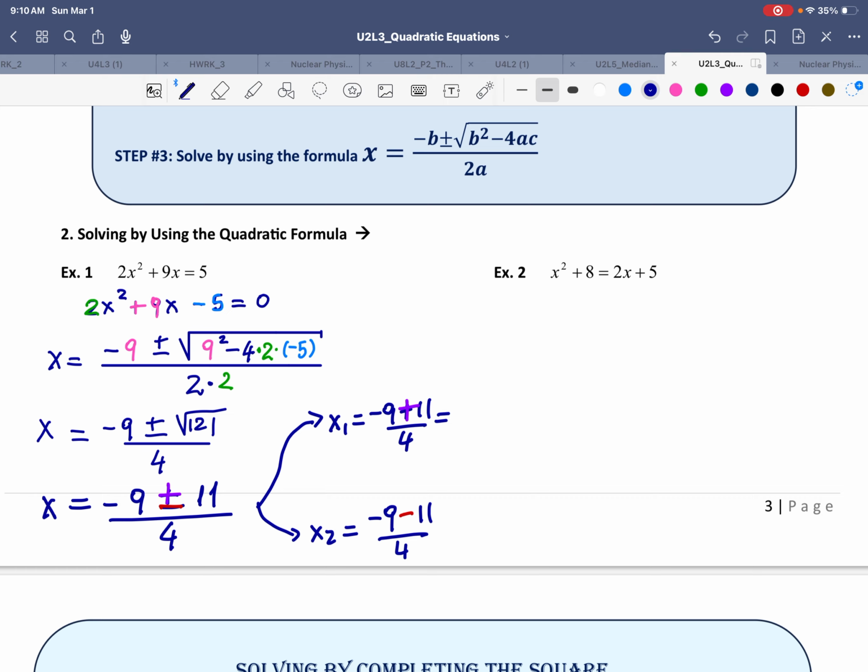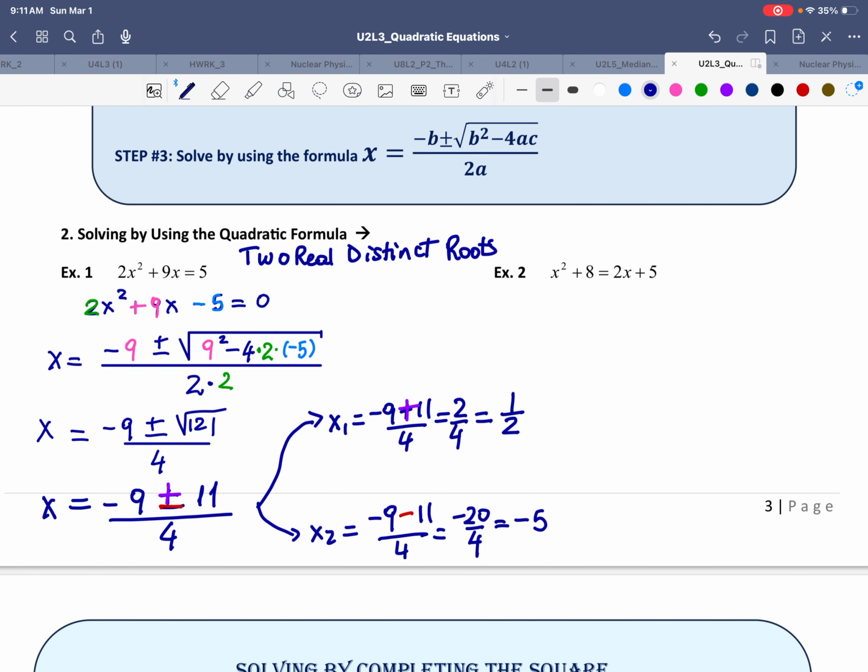So simplify a little bit more. Negative 9 plus 11 would be equal to positive 2 over 4. Negative 9 minus 11 is negative 20 over 4. Definitely simplify the fractions fully. So this will reduce to 1/2, and this will be negative 5. So in this equation, we have two real, distinct roots. Just use the word real, distinct roots.